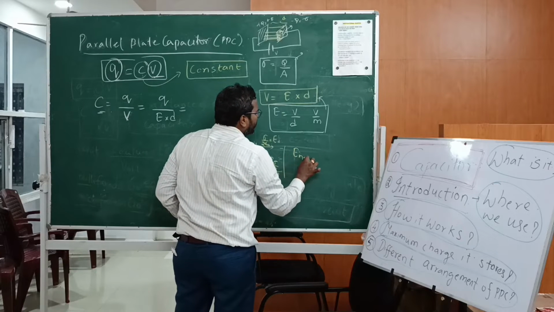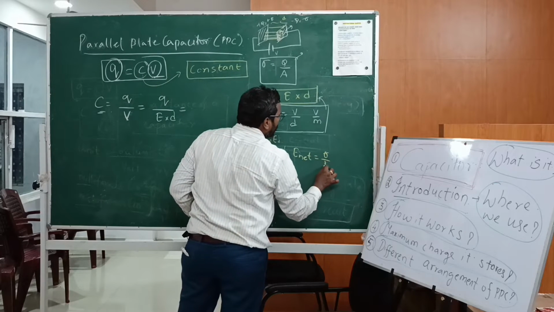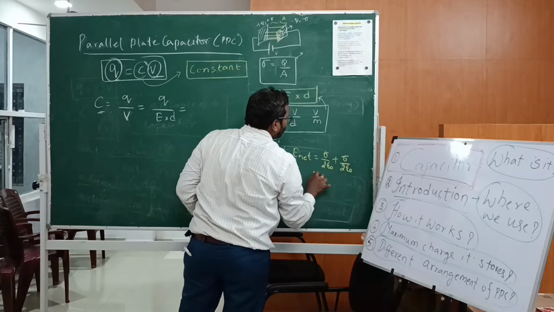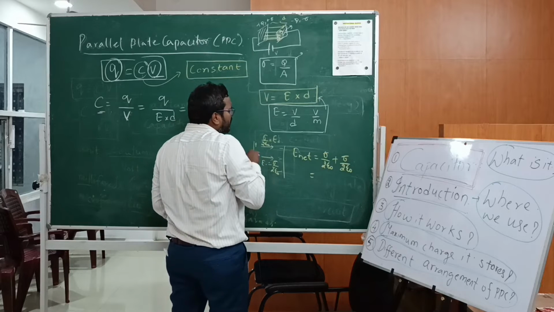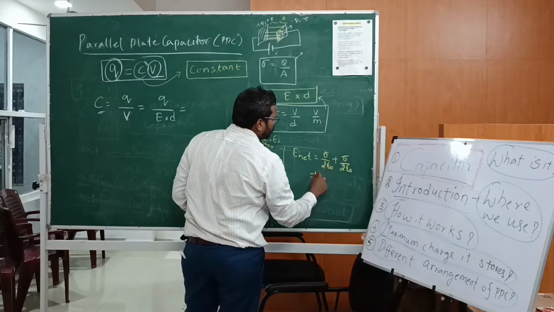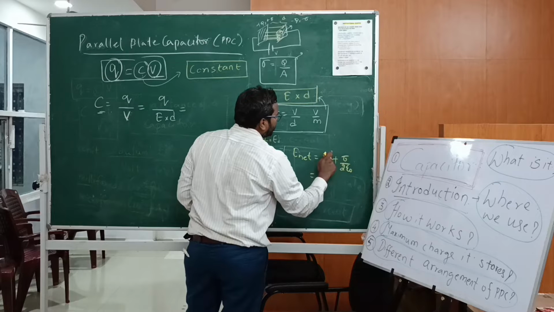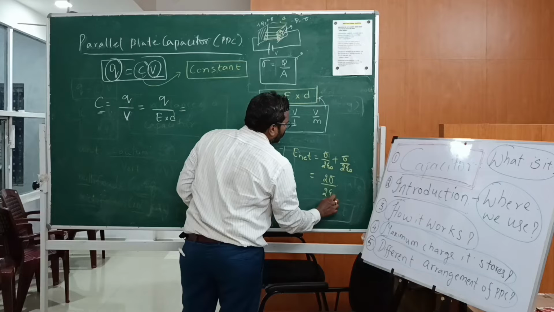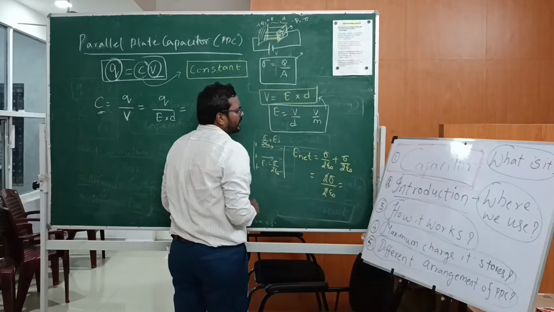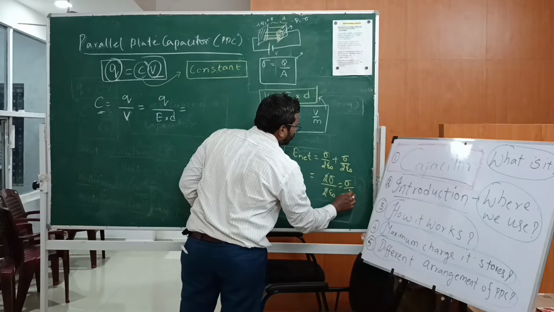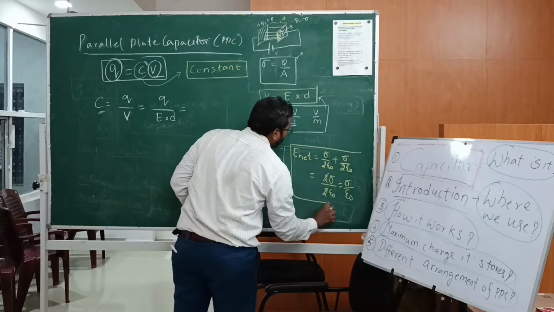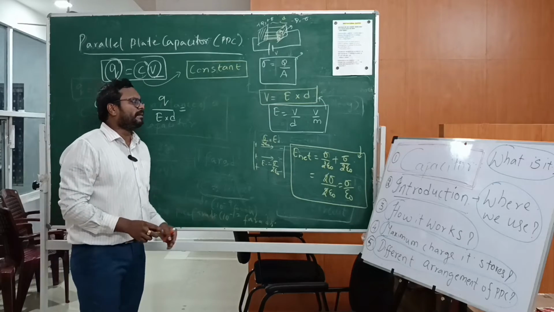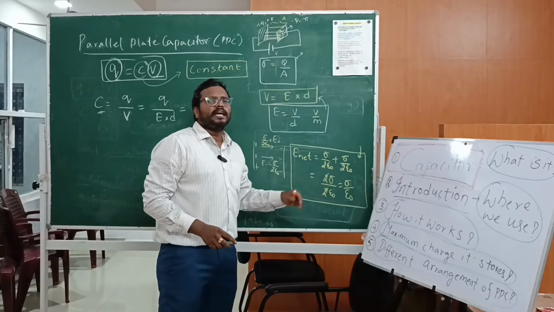So the net electric field is equal to sigma by 2 epsilon naught plus sigma by 2 epsilon naught. That will be happening in this direction. Taking the LCM, sigma plus sigma will become 2 sigma by 2 epsilon naught. Denominators are the same, numerators can be added. So what will the net electric field be now? Sigma by epsilon naught. So the net electric field between two parallel plate capacitors is sigma by epsilon naught.